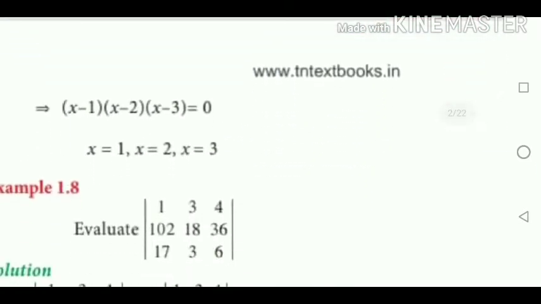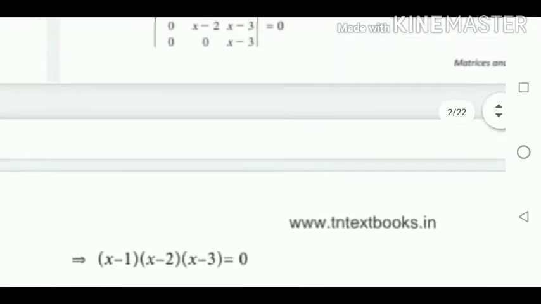x minus 1, x minus 2, x minus 3 equal to 0. If you multiply all those things and solve it, you get the value of x, that is x minus 1 equal to 0 means x equal to 1. x minus 2 equal to 0 means x equal to 2. x minus 3 equal to 0 means x equal to 3. So there are 3 answers for this question.